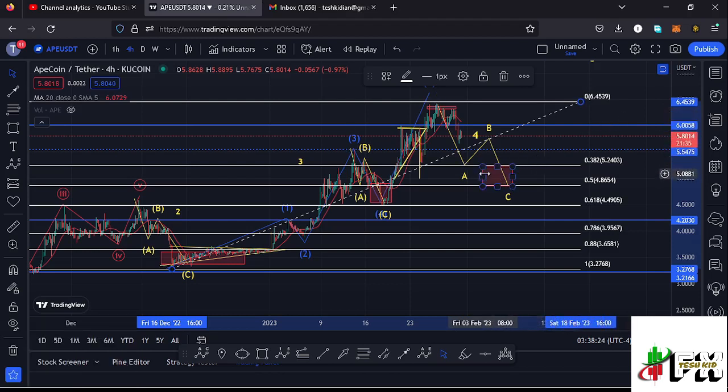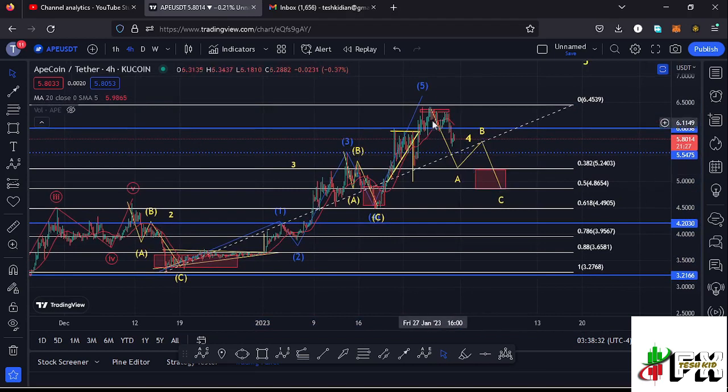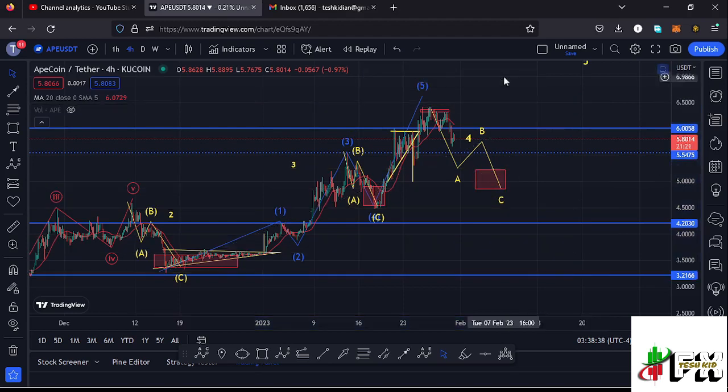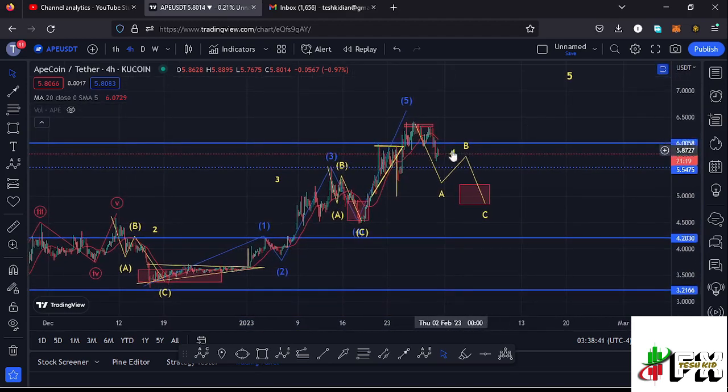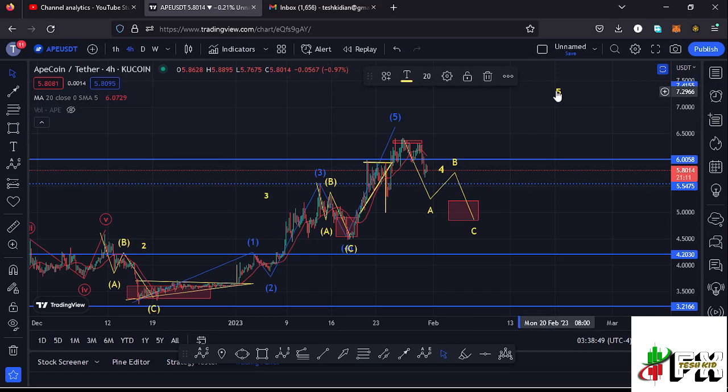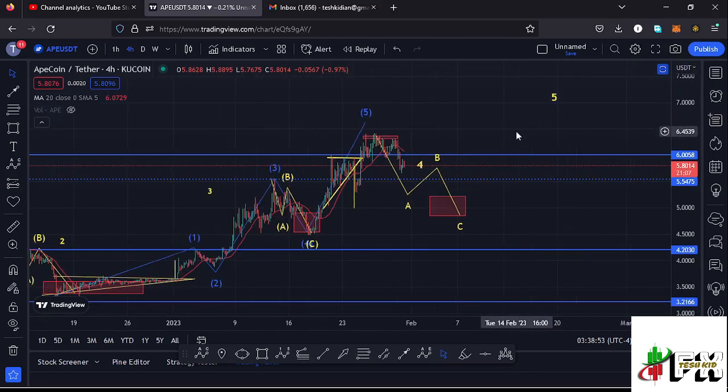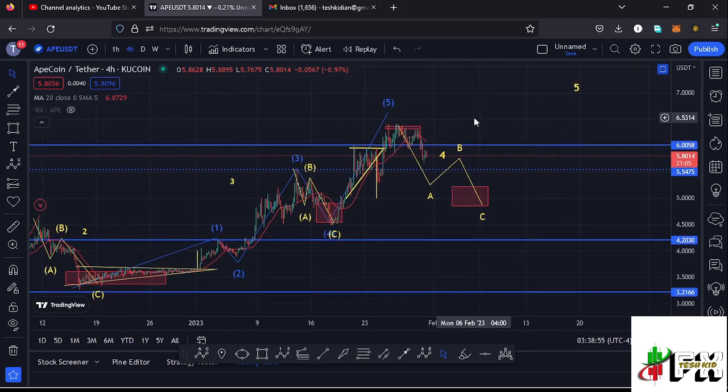It is within this red target area, which lies between the $5.2403 mark and the $4.8654 mark, and that is the minimum that I'm expecting Apecoin to do in this retracement to the lower side in the formation of this wave 4. Once this move plays out, I think this will be another perfect entry into Apecoin, so that we can ride that bounce to the upside in the formation of this wave 5, and that is the minimum that I'm expecting Apecoin to do in the short-term scenarios.